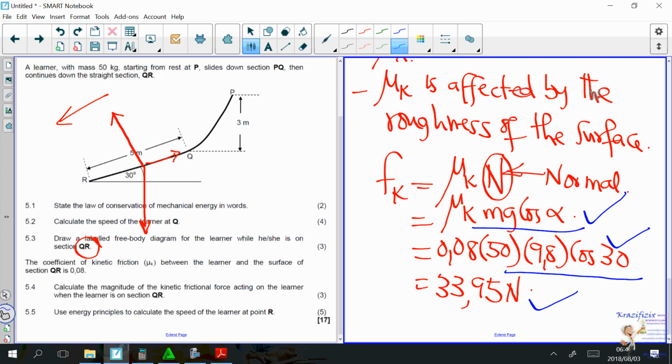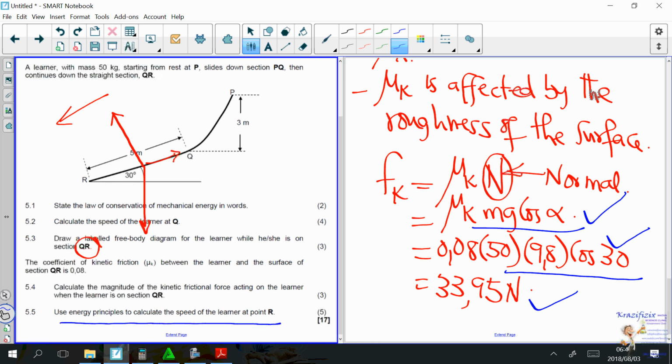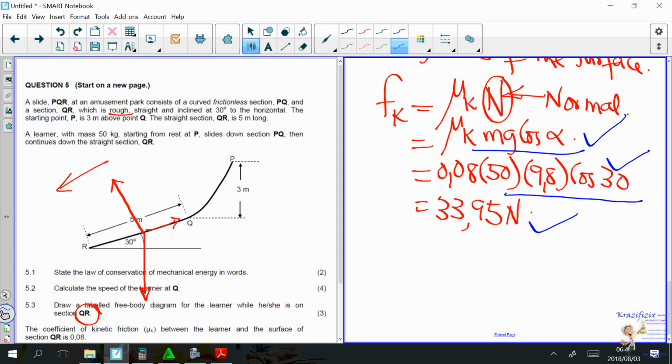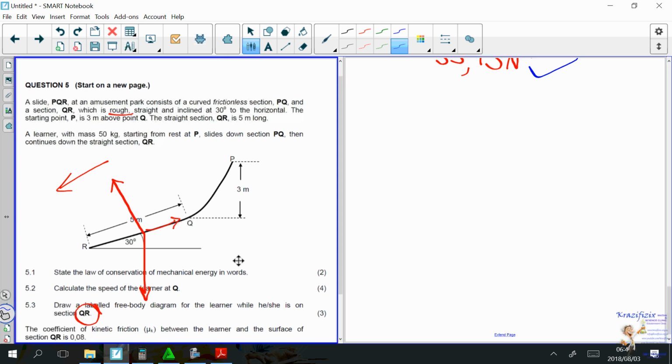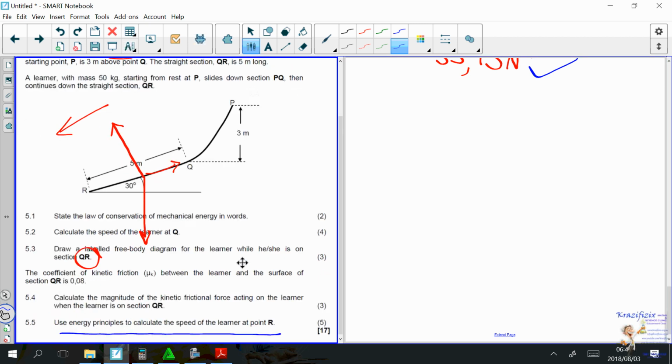Use energy principles to calculate the speed of the learner at point R. I'm going to try to work out about 2 different options here. You choose whichever one. There are so many options that we can actually use. But I want to just run through 2 simple ones. What are we looking for? We're looking for the speed of the learner at point R.